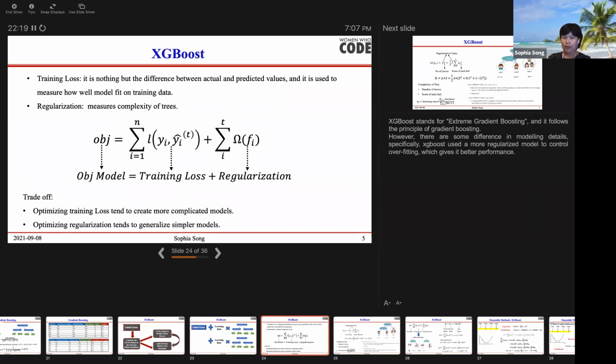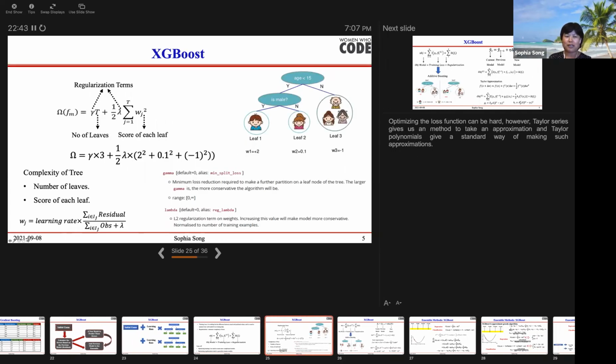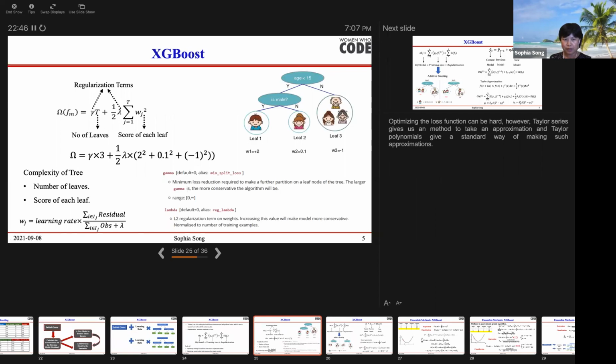So we all know XGBoost belongs to machine learning, right? For XGBoost, we also have these two items: the training loss and the regularization. Here, I want to go through it item by item mathematically, starting with the regularization term for XGBoost. Here is the function for this one.